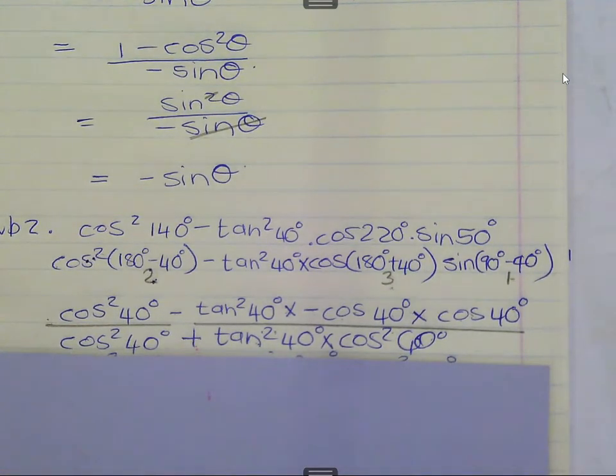Now, who has a plan for me? What can I do now? Komoto? We can take out a common cos. Yes, that's one option of what I can do. Is there any other option?